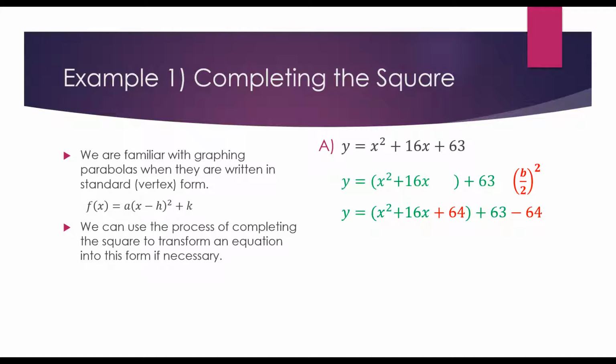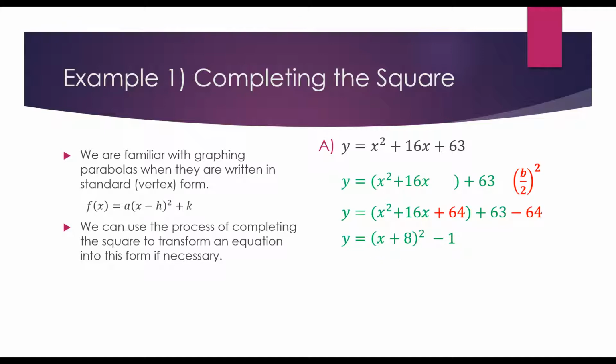And now we're just going to do a little bit of factoring and simplifying to tidy this up. If I factor just the part that's in the parentheses here, the two numbers that multiply to give 64 and add to give 16 are 8 and 8. So I could write this as x plus 8 times x plus 8, or hey, that's the same as x plus 8 squared. And 63 minus 64, hey, that's -1. So now we have y equals (x plus 8) squared minus 1.